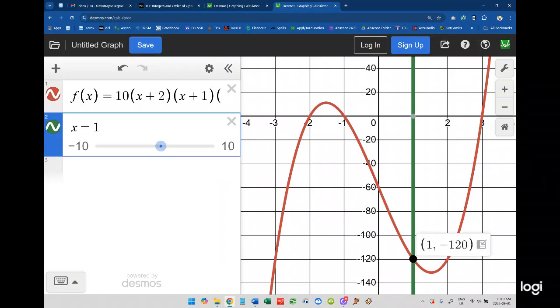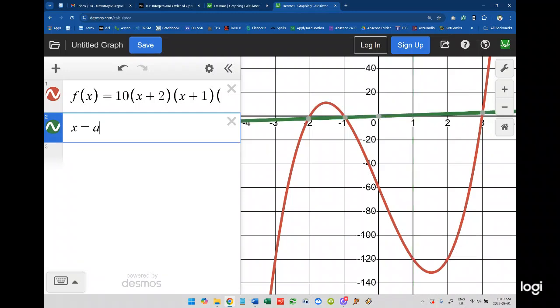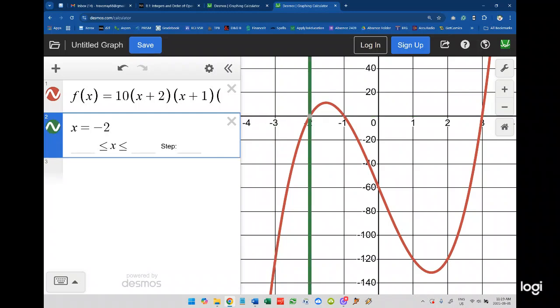And I can change this. I'm going to put a slider in here to make this. What just happened? Okay, never mind that one. I'll do -2. It only passes the function at one point.